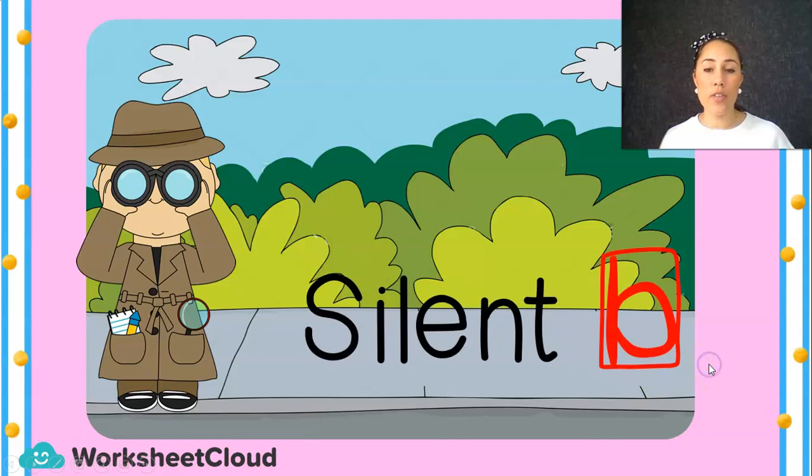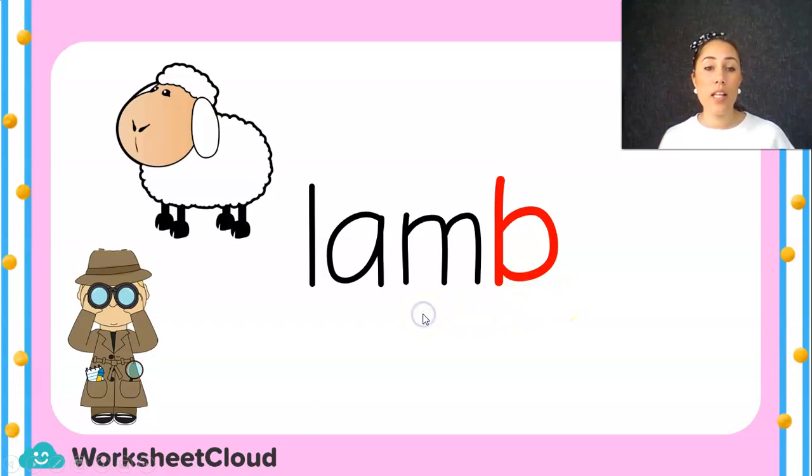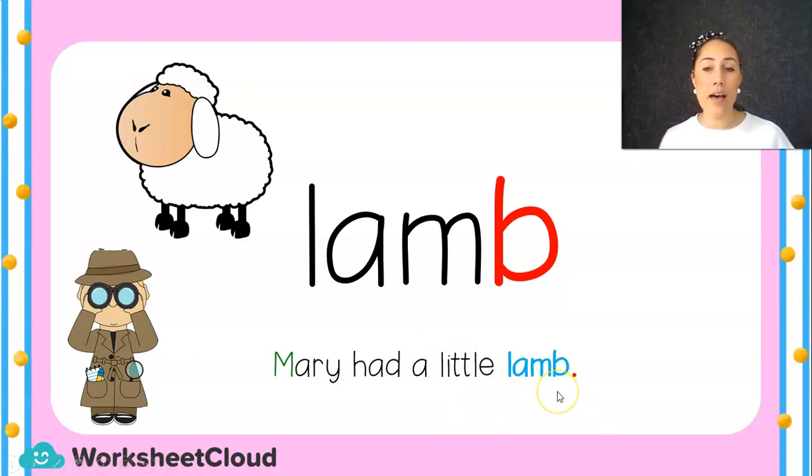Now let's look for our next silent letter. We are going to look for the silent B. Now most of the time, the silent B is going to be at the end of the word. So our first word is the word lamb. And you can't hear the B at the end because we don't pronounce it. So the lamb, yes, of course it is an animal. And Mary had a little lamb. And you might recognize that from a nursery rhyme.